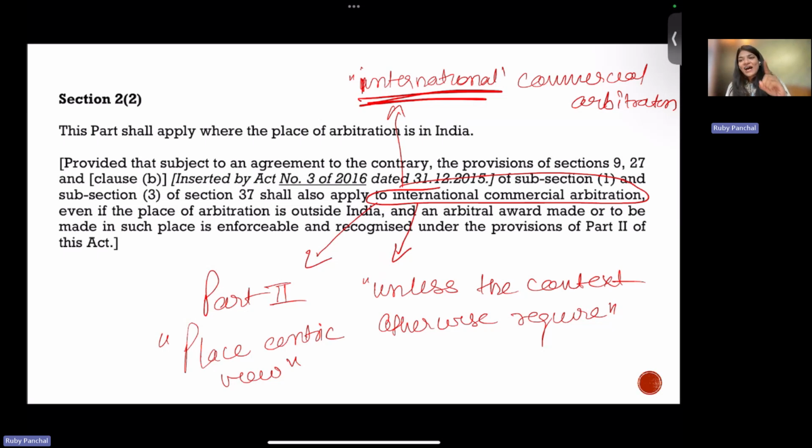So how are we distinguishing in the two definitions? When we are defining international commercial arbitration in Part 1, we are defining it as per Section 2(1)(f), a party-centric definition. One of the parties should have international character. And when we are defining this term under Part 2, we are defining it from a place-centric point of view, no matter what the nationality of the parties is. As long as it is outside India, it is international commercial arbitration, right?